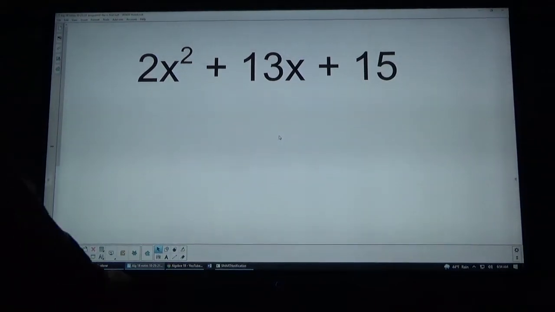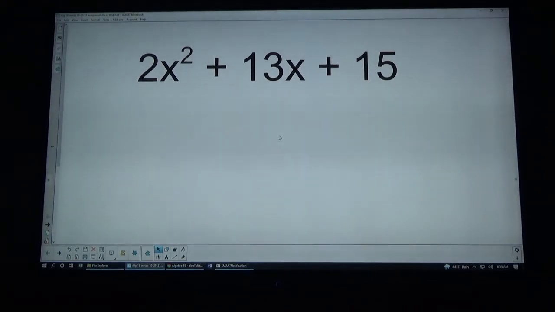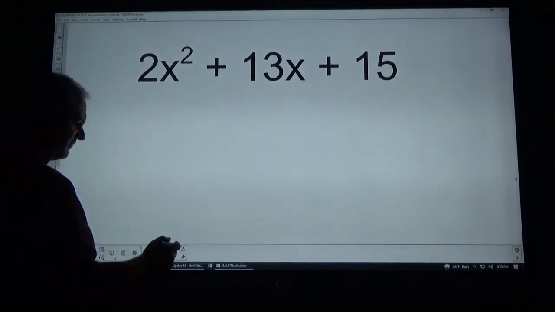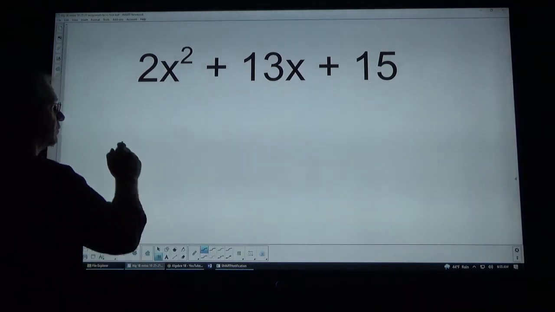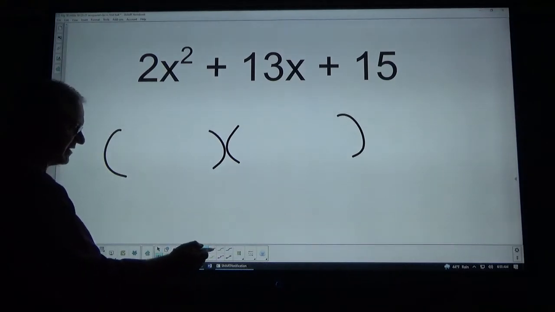Welcome. We are working today on factoring trinomials where there is a coefficient other than 1 next to the x squared term. And this coefficient makes us have to look at the problem a little differently than we have been in the past. So in the past, one of the first things that we did was we set up two sets of parentheses, and we're going to do that again this time.